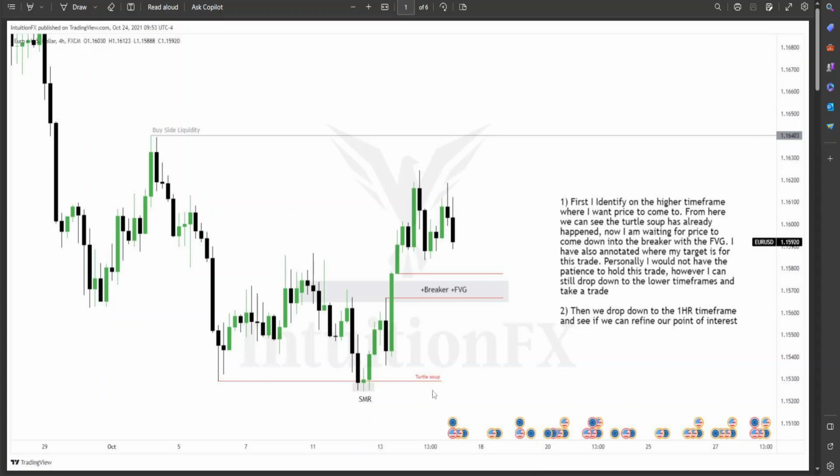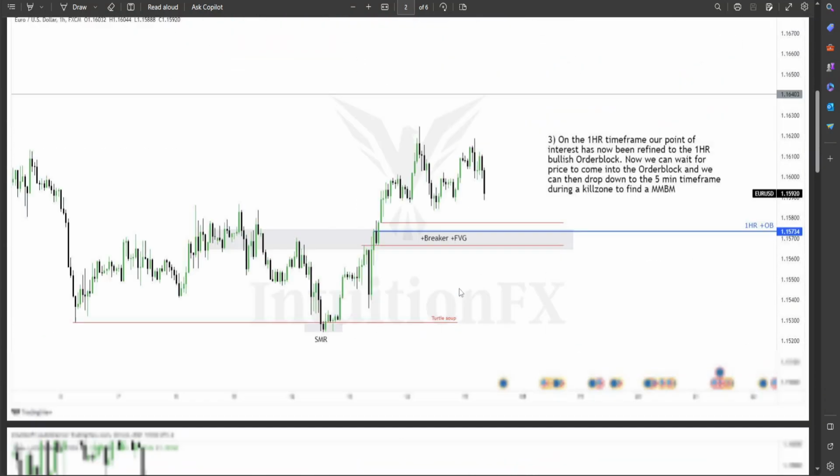You'll see here that we have the turtle soup scenario, smart money reversal over here, lovely stuff. We've got a breaker, fair value gap. That's my buy side liquidity, and obviously I've got my annotations here, but I'm talking about how we've got the breaker, fair value gap. I want price to come into that, and I will look at that on a 1 hour time frame to see what can happen, right?